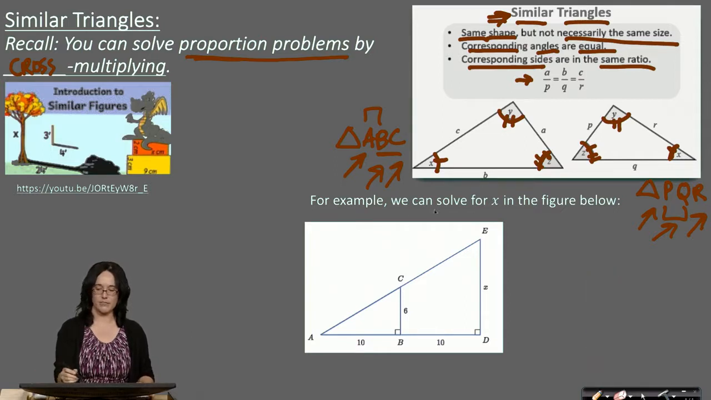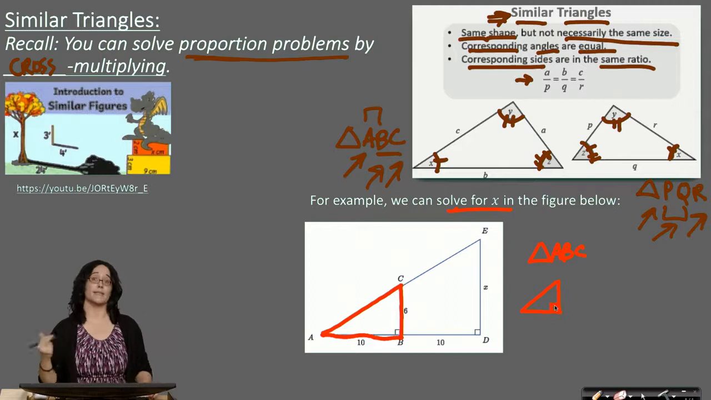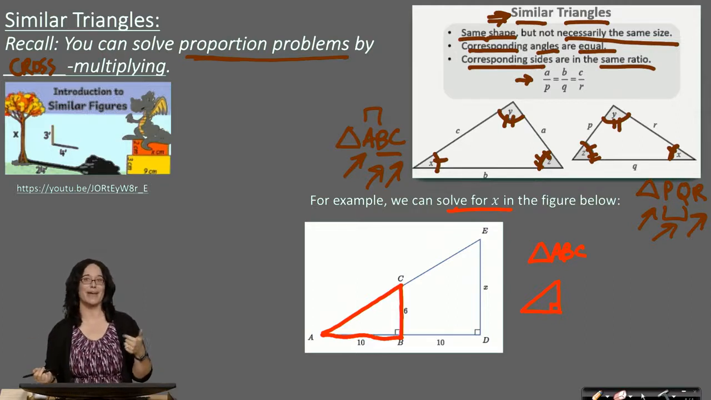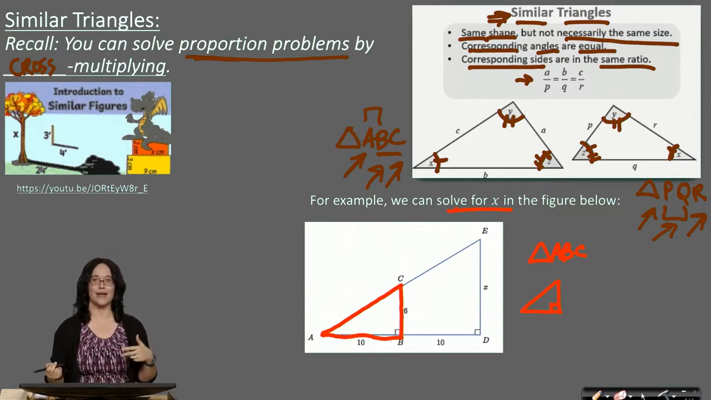Notice what we have in this picture. It says we can solve for x in the figure below. And what I see here, I don't know if you see it as well, is a right triangle, triangle ABC. So triangle ABC in my picture here looks like this. It's a nice small right triangle. Now, is this a right scalene triangle? Is this a right equilateral triangle? Is this a right isosceles triangle? Or is it just a right triangle?